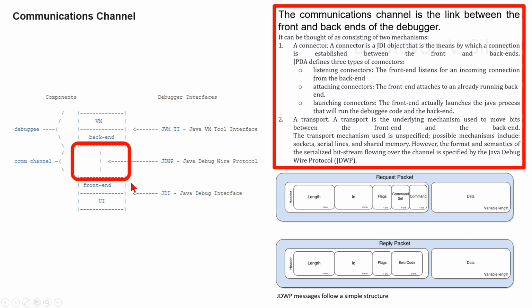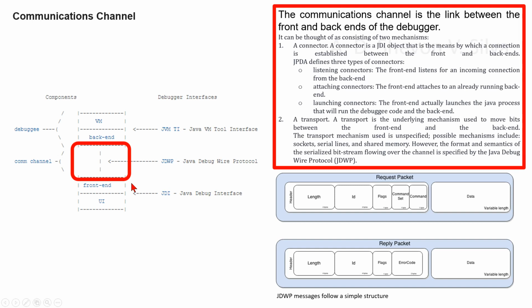Two, a transport. A transport is the underlying mechanism used to move bits between the front end and the back end. The transport mechanism used is unspecified. Possible mechanisms include sockets, serial lines, and shared memory. However, the format and semantics of the serialized bit stream flowing over the channel is specified by the Java Debug Wire Protocol, JDWP.